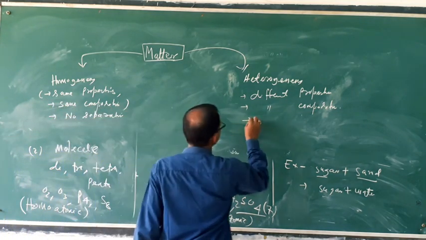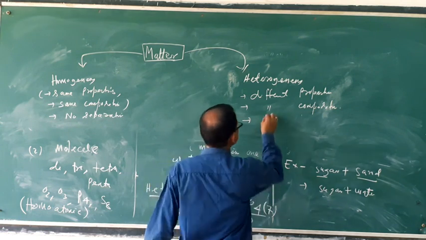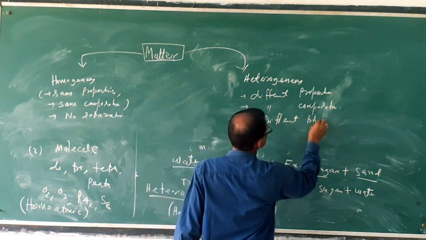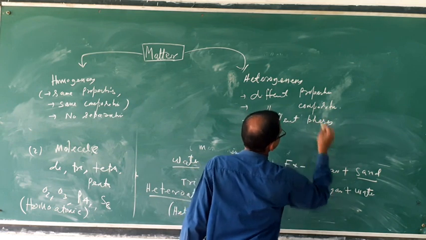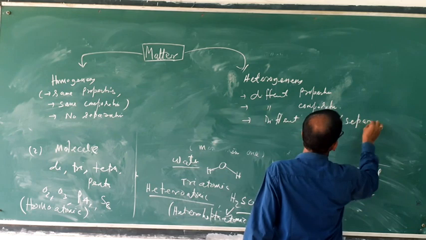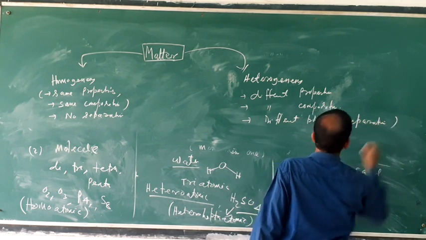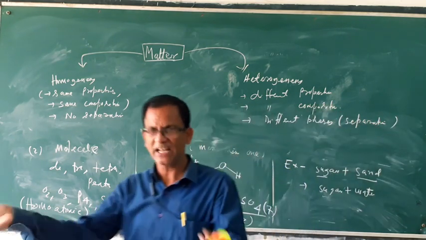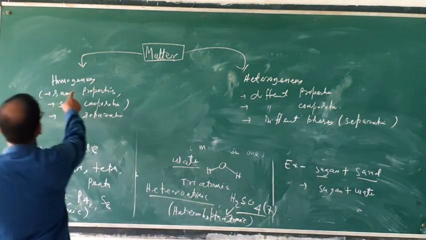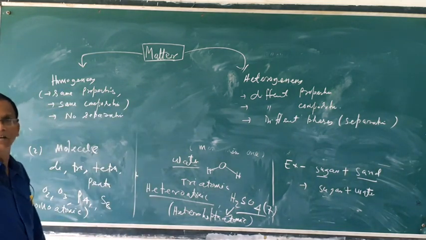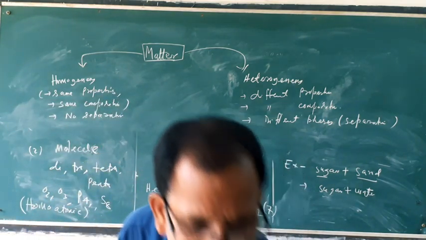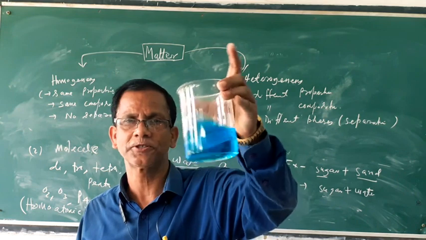Here, different phases. Different phases means separation. Separation is there either externally or internally. I will give an example. So all are homogeneous, having equal properties. Example like this: it is homogeneous.